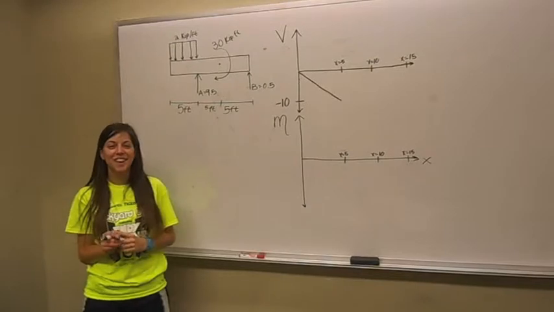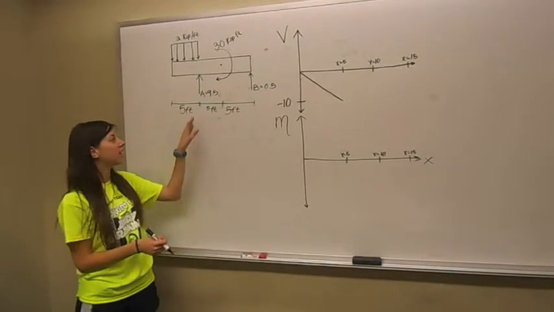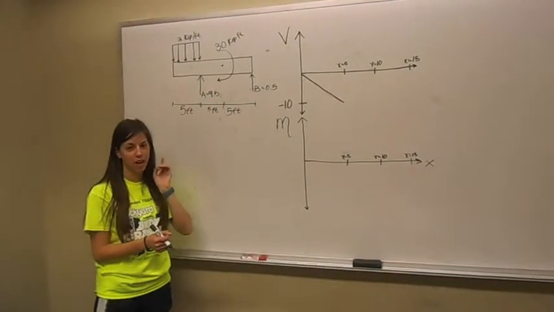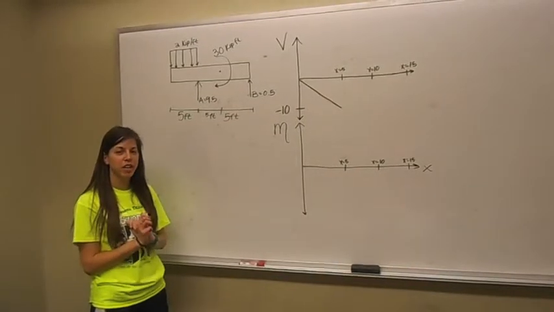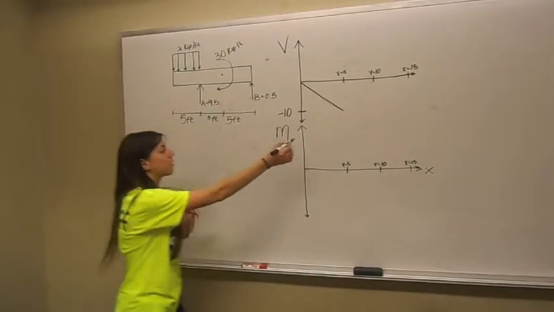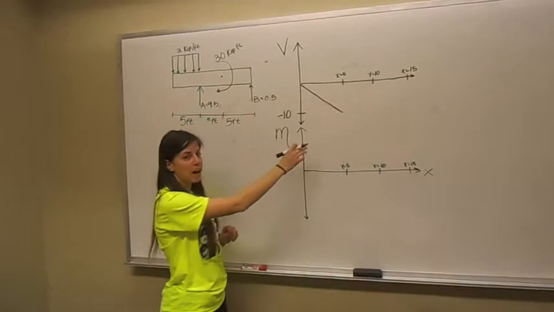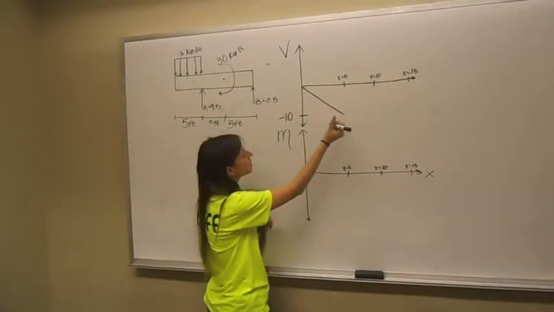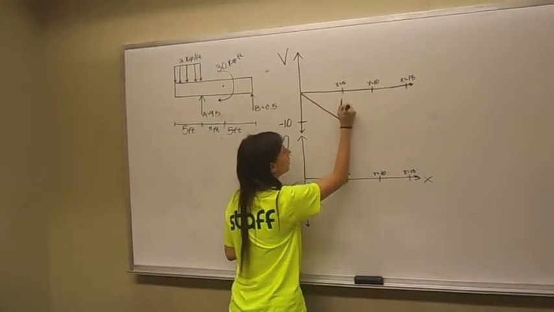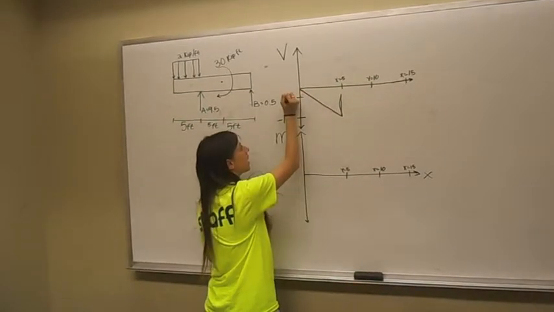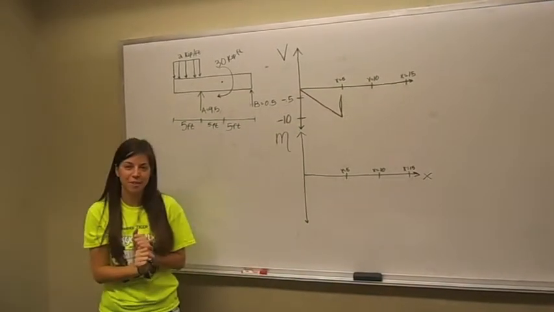The next force we look at as we move across the beam is at x equals 5, which is A of 9.5. And because it's in the positive direction, that means we go up on the shear diagram about 9.5 kips, which brings us to -0.5 on the diagram.